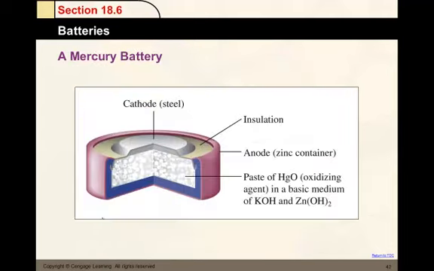Here's another kind of battery, a mercury battery. Again, different component parts, and this is called a silver cell. This particular kind of cell has a zinc anode and a cathode that employs silver oxide as the oxidizing agent in a basic environment. The idea again is that the reaction is continuous until it no longer will run at equilibrium and the battery is dead.